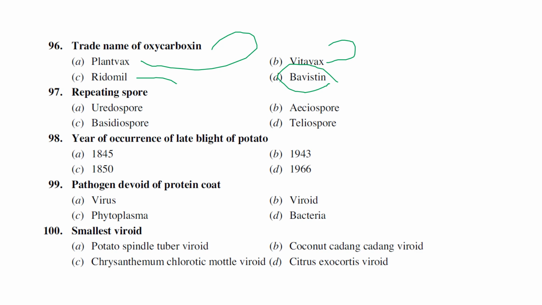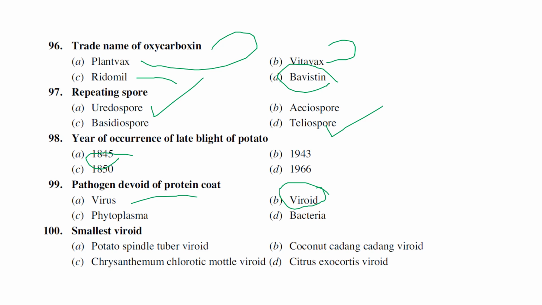Then repeating spores: uredospores, aeciospores, basidiospores, and teleutospores. Uredospores are repeating spores, teleutospores are resting spores. Year of late blight of potato, everyone knows, 1845. Pathogen devoid of protein coat: devoid means no protein coat is present, that is viroid. Virus contains protein coat and nucleic acid.